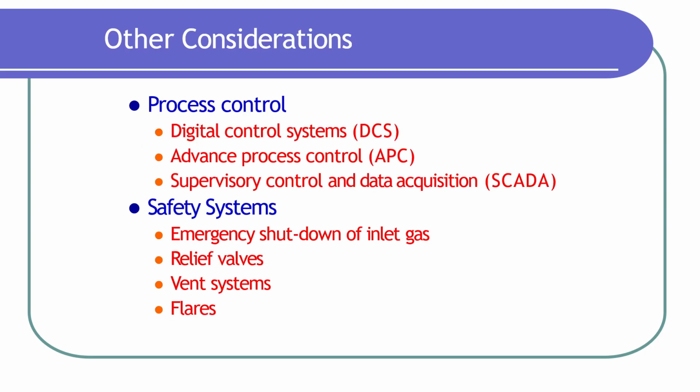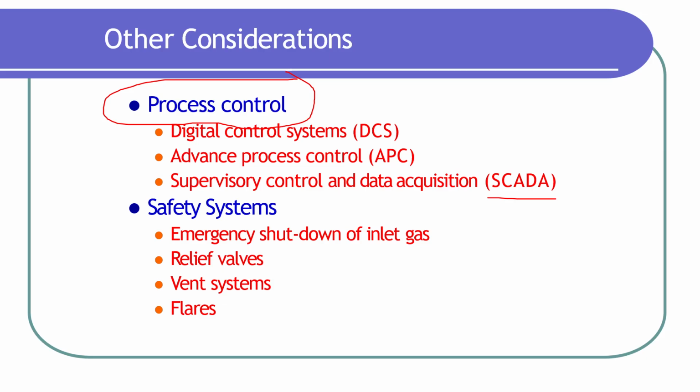Another consideration that we're going to look at is process control, where you can use the distributed control system, DCS, or the advanced process control, APC, and you can also use SCADA. Then there is the safety of the process, which can include emergency shutdown of inlet gases, relief valves, the vent system, and the flares.